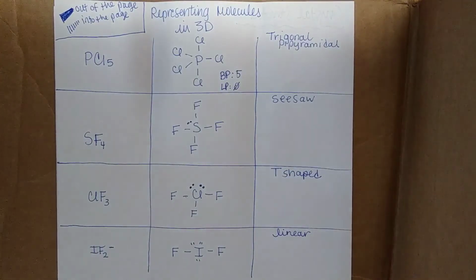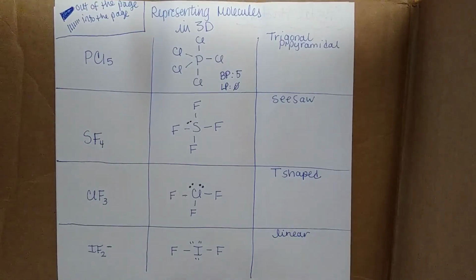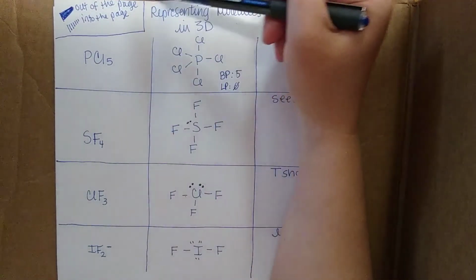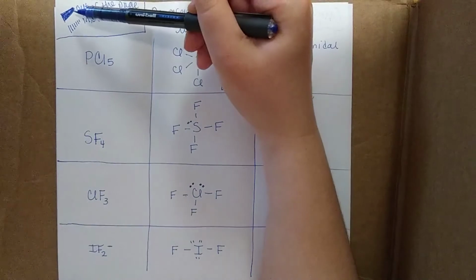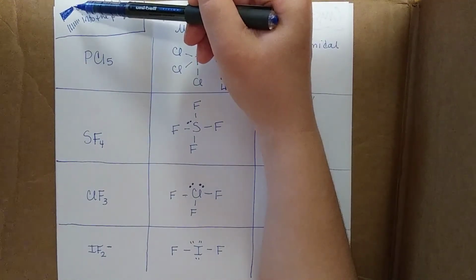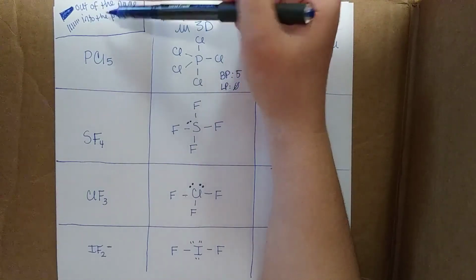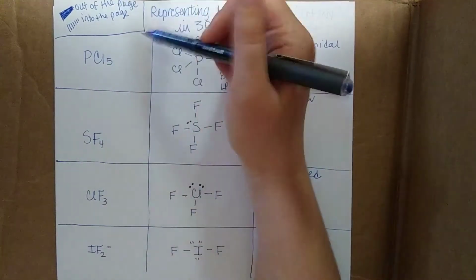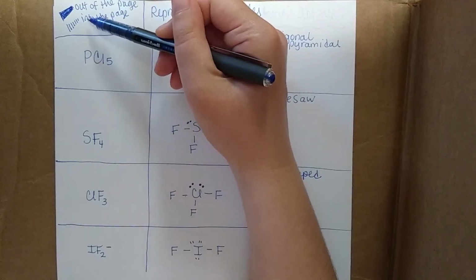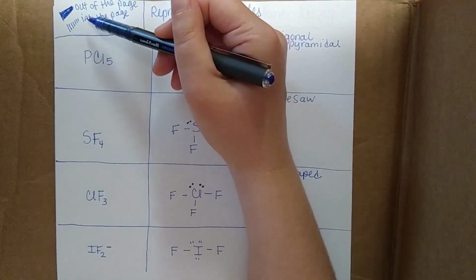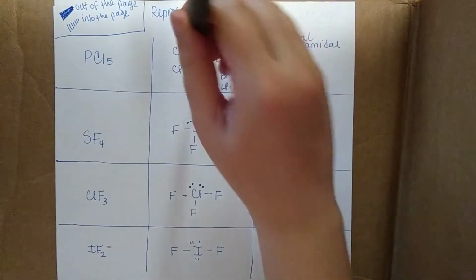In this video, I'm going to demonstrate how to use the dash and wedge notation to represent three-dimensional molecules on our paper. So once again, I want to remind you of the notation we're going to be using. This colored-in wedge indicates an atom or a bond that's pointing out of the page, so towards you. And this one with the dashes means it's pointing into the page, so away from us.